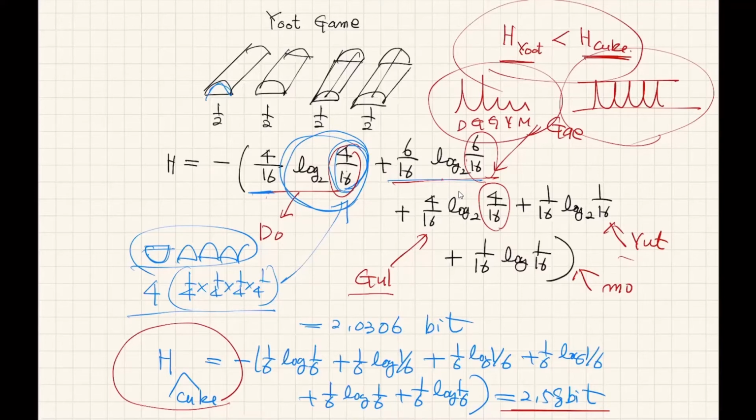However, in the case of the cube game, if you throw the cube, all of them have the same probability of 1 over 6. So if we calculate the entropy of the Yut game and the cube game, we find that the Yut game has a smaller entropy number. Of course, we multiplied it with the probabilities. So lower entropy means that you have a more distinctive distribution. If you have higher and higher entropy, you have more uniform distributions.